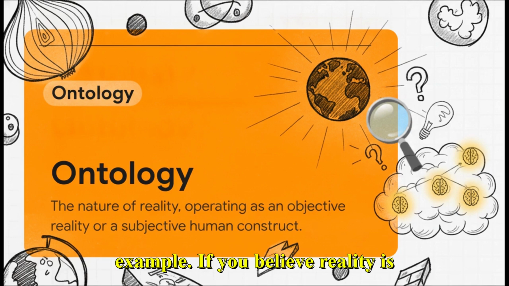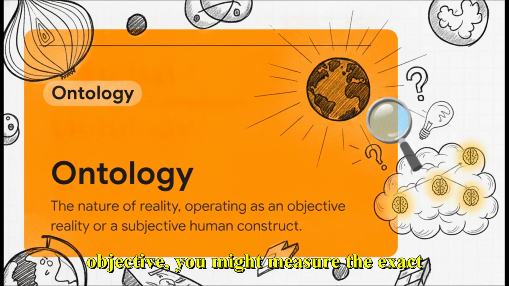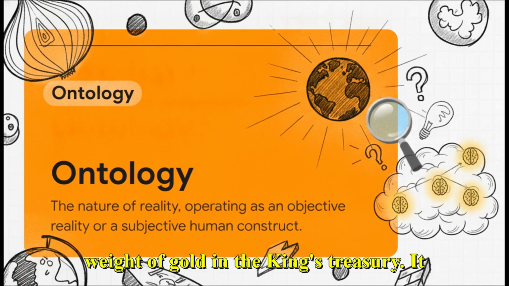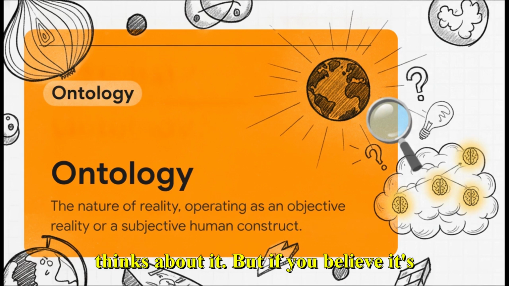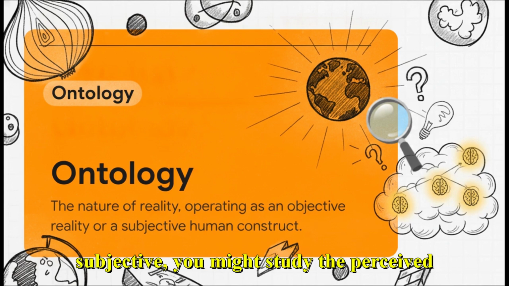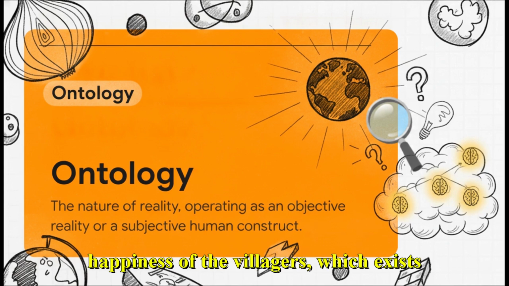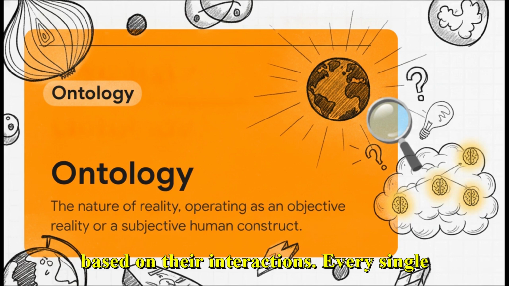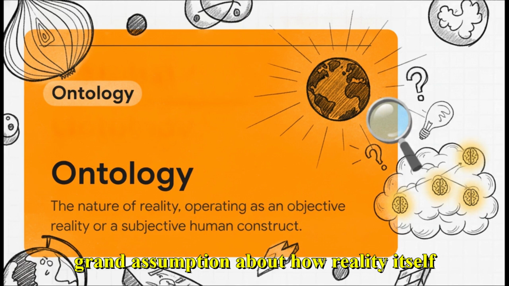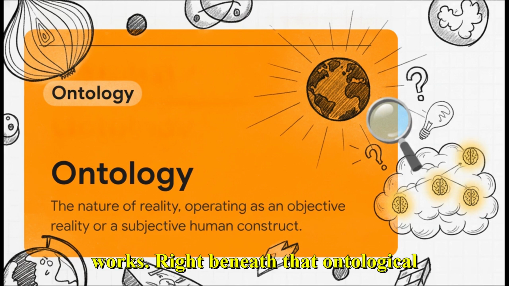If you believe reality is objective, you might measure the exact weight of gold in the king's treasury. It exists independently of what anyone thinks about it. But if you believe it's subjective, you might study the perceived happiness of the villagers, which exists entirely within their minds and changes based on their interactions. Every single research adventure starts by making this grand assumption about how reality itself works.